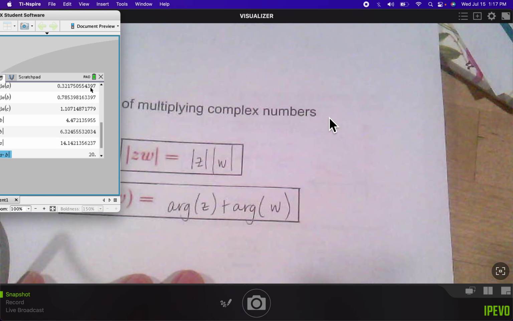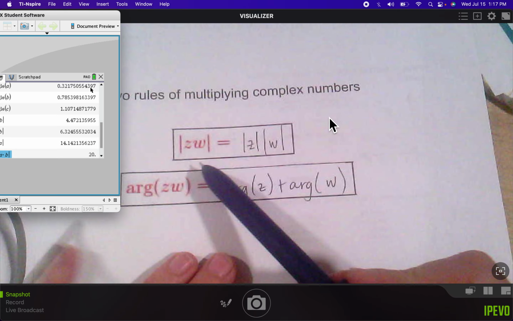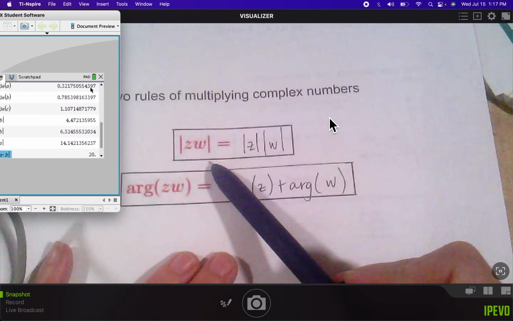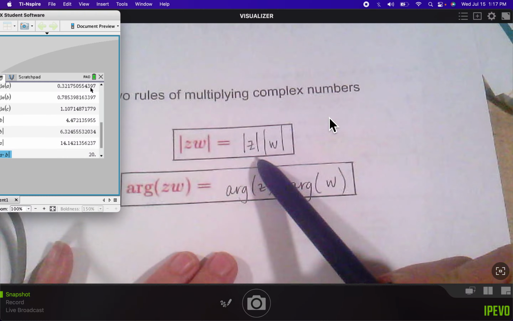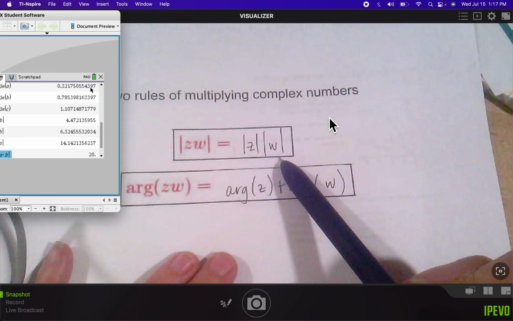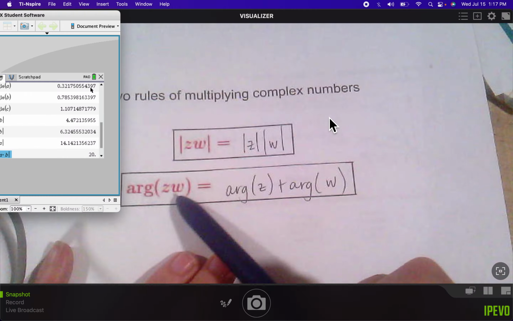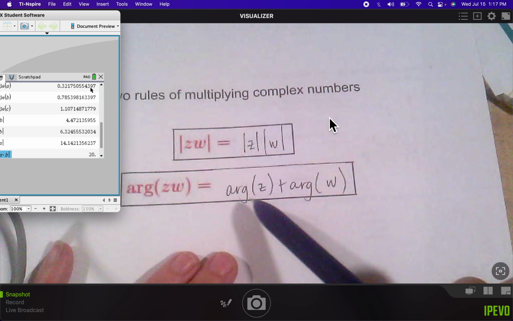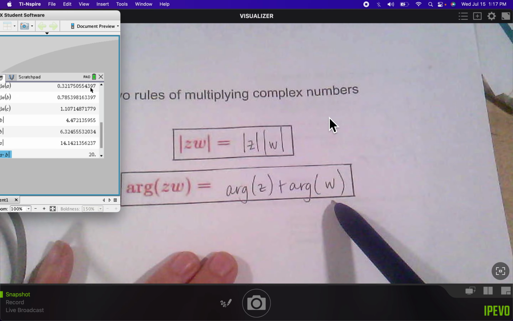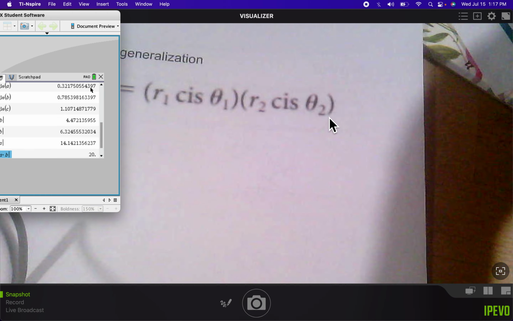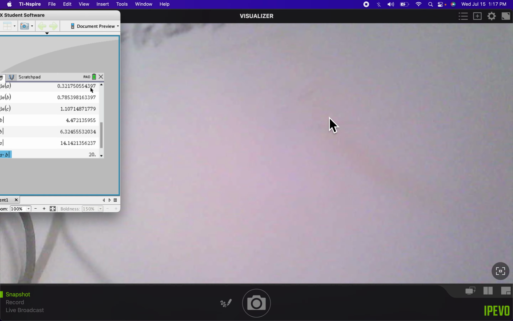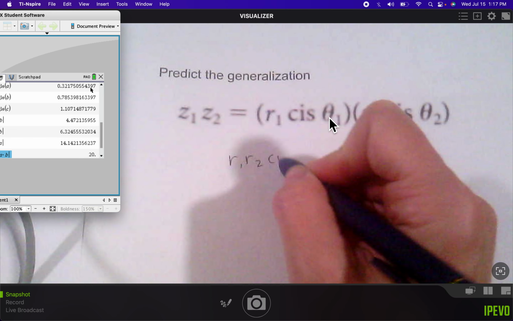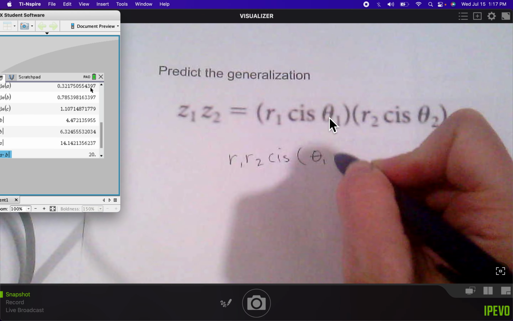So generally, what this creates as a rule is that if I take two complex numbers and multiply them together, their new magnitude is going to be the same as the two magnitudes independently multiplied together. And if I take two complex numbers, multiply them together, and ask what the angle or argument of that is, well, it's just the argument of the first and the argument of the second added together. So if you were going to write a rule, you would say R1 times R2 cis theta 1 plus theta 2.